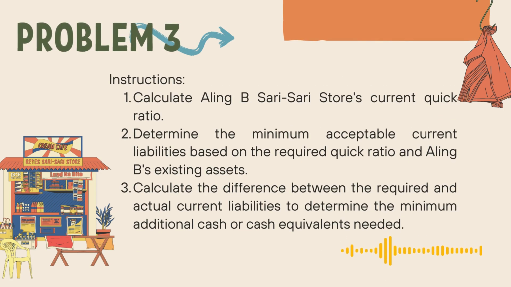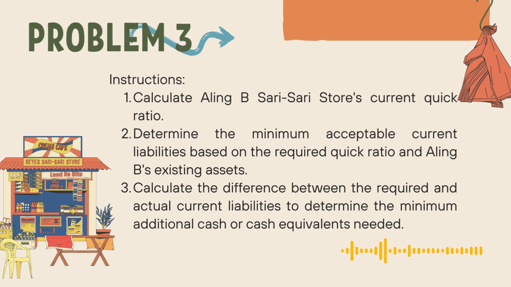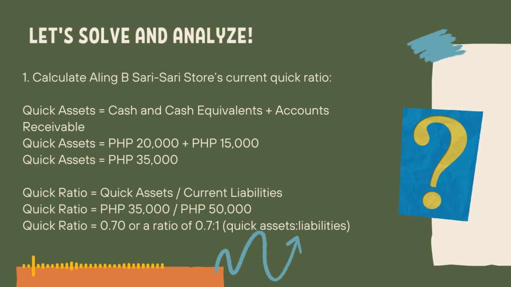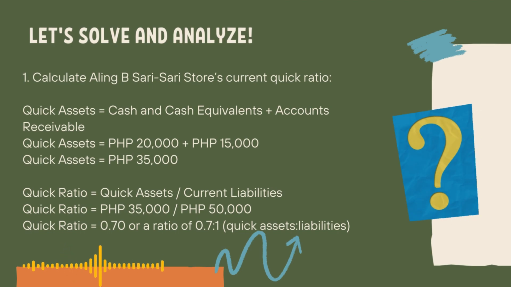So we need to calculate Aling B Sari Sari Store's current quick ratio, determine the minimum acceptable quick assets based on the required quick ratio and her existing current liabilities, and then calculate the difference between the required and actual quick assets to determine the minimum additional cash or cash equivalents that she still needs. So let's solve and analyze.